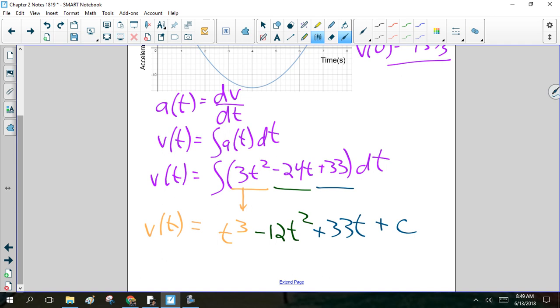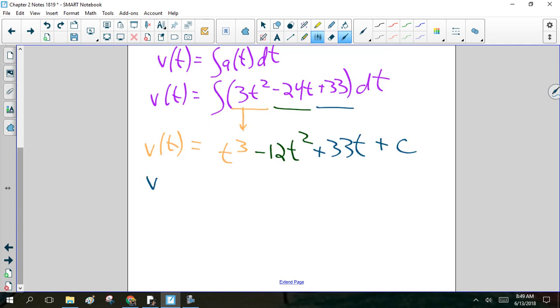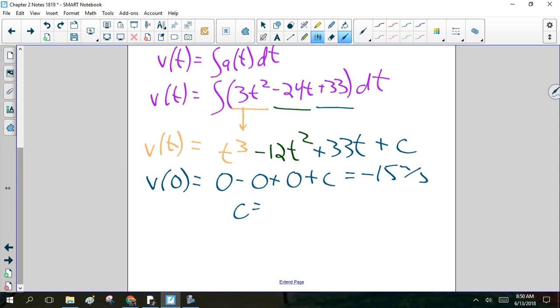Cool? And then I go, oh, well, v at time 0 was, what did we say it was? Negative 15. Well, let's put in 0. So you get 0 minus 0 plus 0 plus c, right? And that equals negative 15 meters a second. Oh, that means c is negative 15 meters a second.